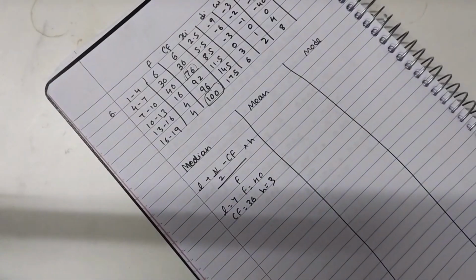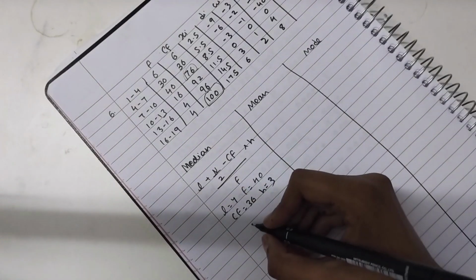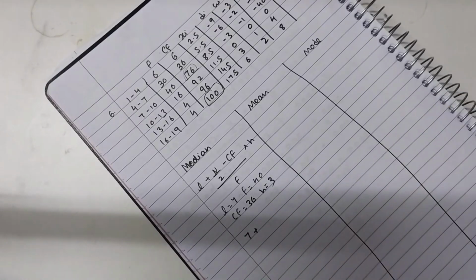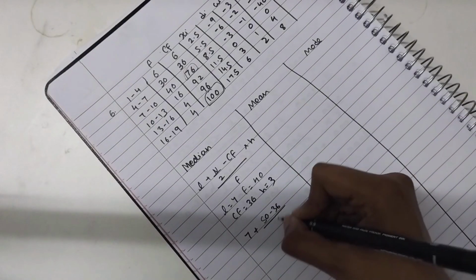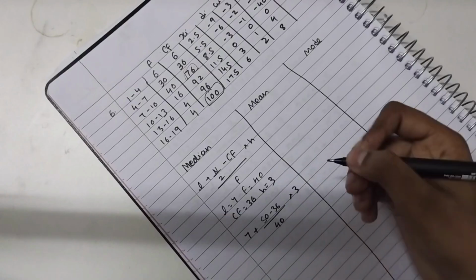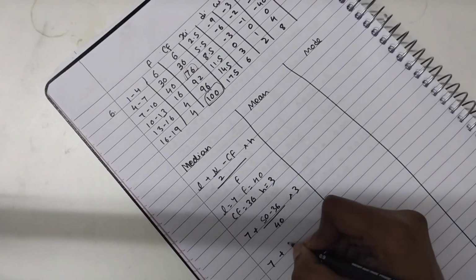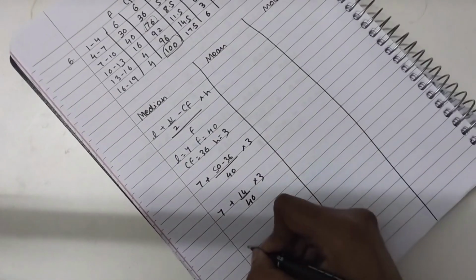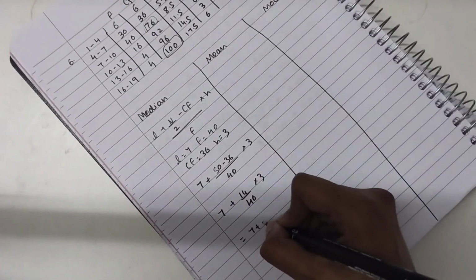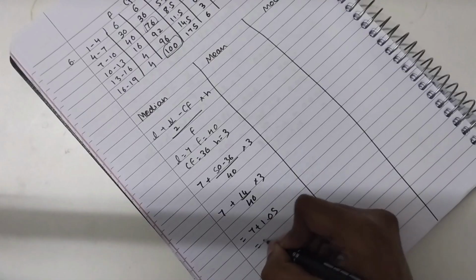So when we substitute these values in the formula, we will get 7 plus 50 minus 36 by 40 times 3. We'll get 7 plus 14 by 40 times 3, which is equal to 7 plus 1.05, which is equal to 8.05.